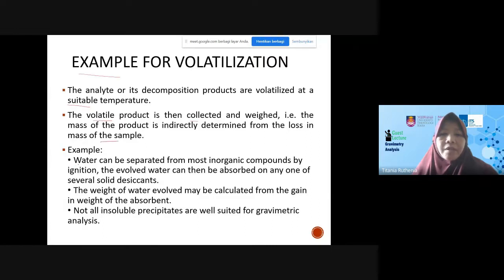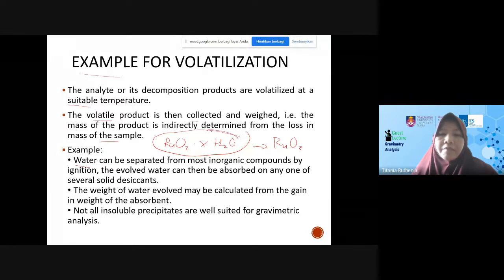For example, here, water in the hydrous form of an inorganic material. For example, the material that I used when I pursued my PhD, RuO2·H2O. So this is the hydrous form, and we want to make it the anhydrous form, or anhydrate, RuO2. So we have to separate it from H2O by volatilization, so that we have the anhydrate or anhydrous form of RuO2.